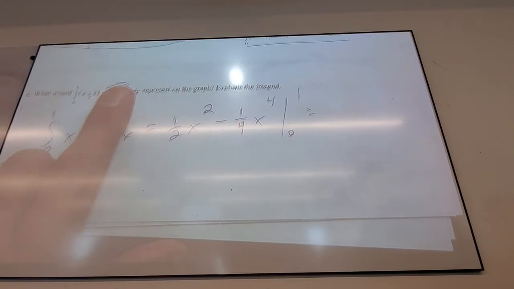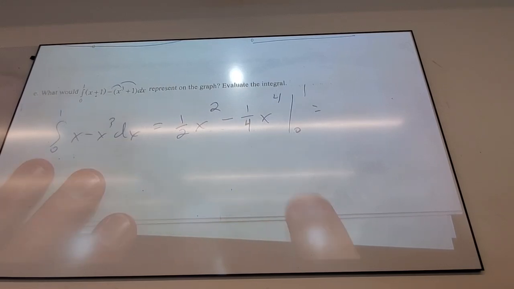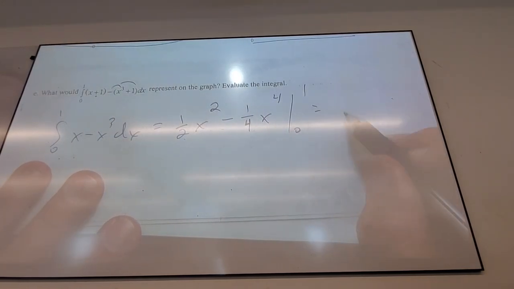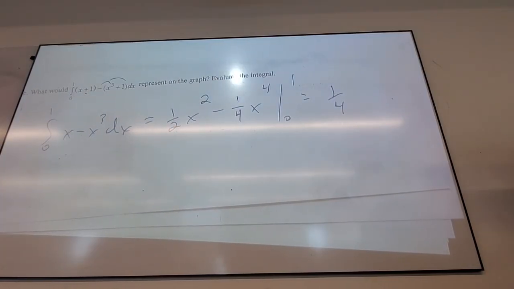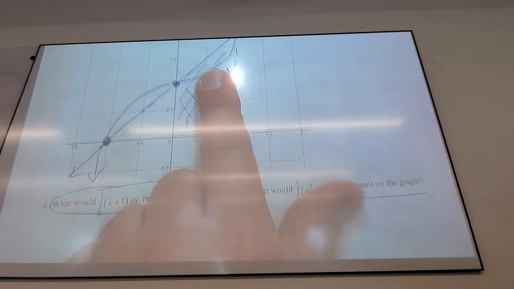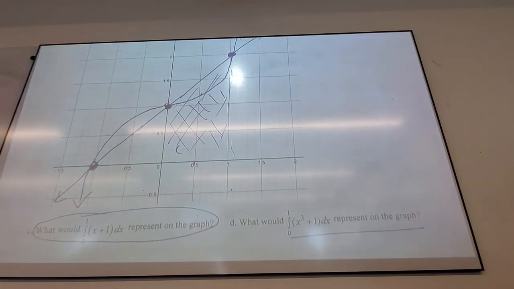Okay, maybe. So raise the power, divide by the new power, raise the power, divide by the new power. When I plug a 1 in, I get 1/2 minus 1/4, which is 1/4. And when I plug a 0 in, I get 0. So the area in this little banana section is 1/4. Do you guys see that?